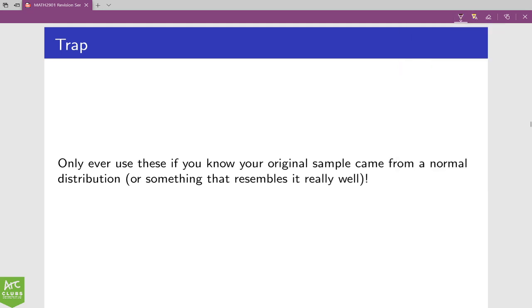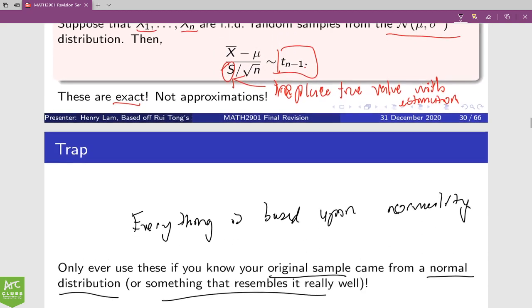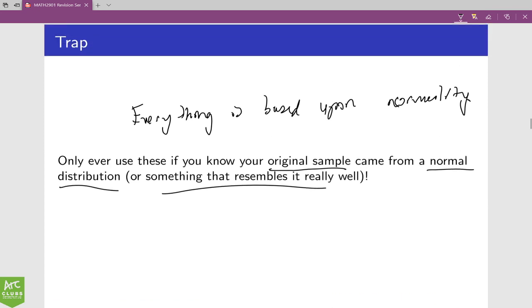Now, I guess the biggest problem that some people might have is that you should only use this if the original sample comes from a normal distribution or something that's very similar, because everything is based upon normality. If it wasn't normal or it wasn't asymptotically normal, you can't do any of the things you did above. And so you have to do the weird thingamajiggy I did with the uniform random variable.